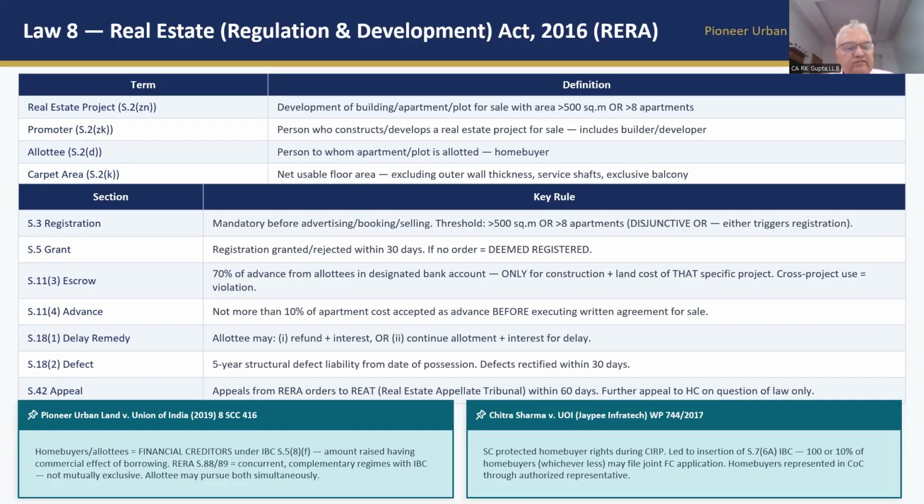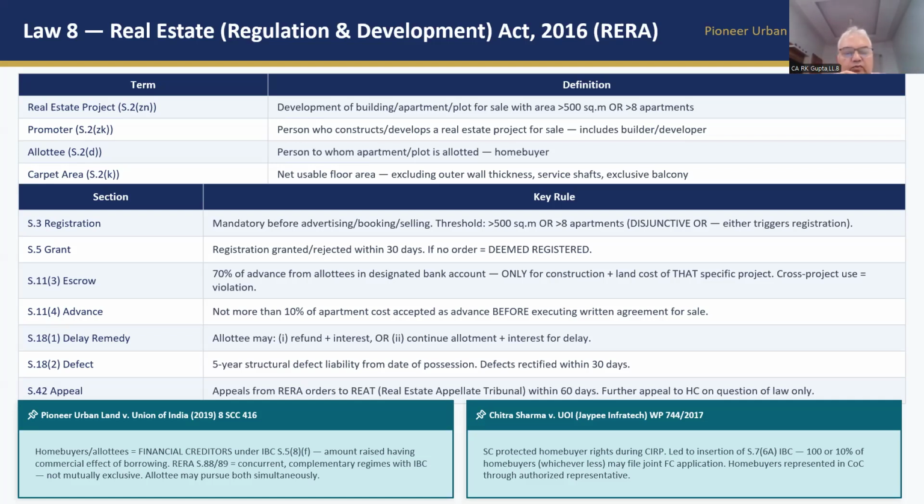Section 18(1) talks of the remedy which the home buyer may avail in case of delay. So the allottee may here apply for refund along with interest, or he may like to continue with the allotment, plus he may demand interest for delay in receipt of possession.